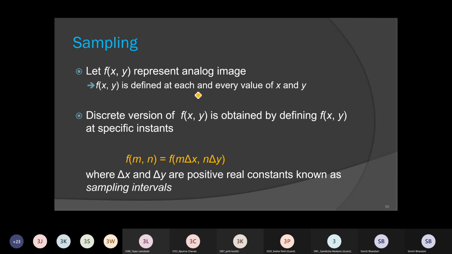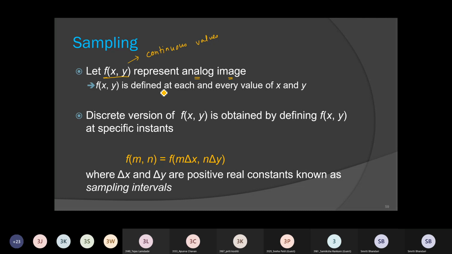So what is sampling? Let me explain this concept. Let us assume that this function f(x, y) represents the analog image. What does analog image mean? It means these quantities x, y and f are continuous values, meaning this f, the amplitude of the image, is defined at each and every value of x and y. So it is a continuous function.